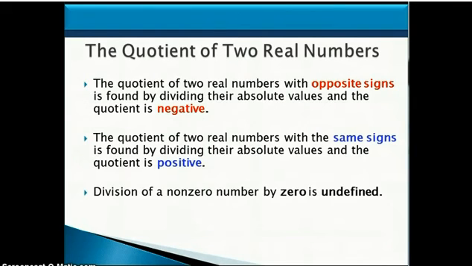And division of a non-zero number by 0 is undefined. So remember that. If you're dividing a non-zero number by the number 0, this will be undefined. On the other hand, if we have 0 divided by any non-zero number, then this result will be 0.